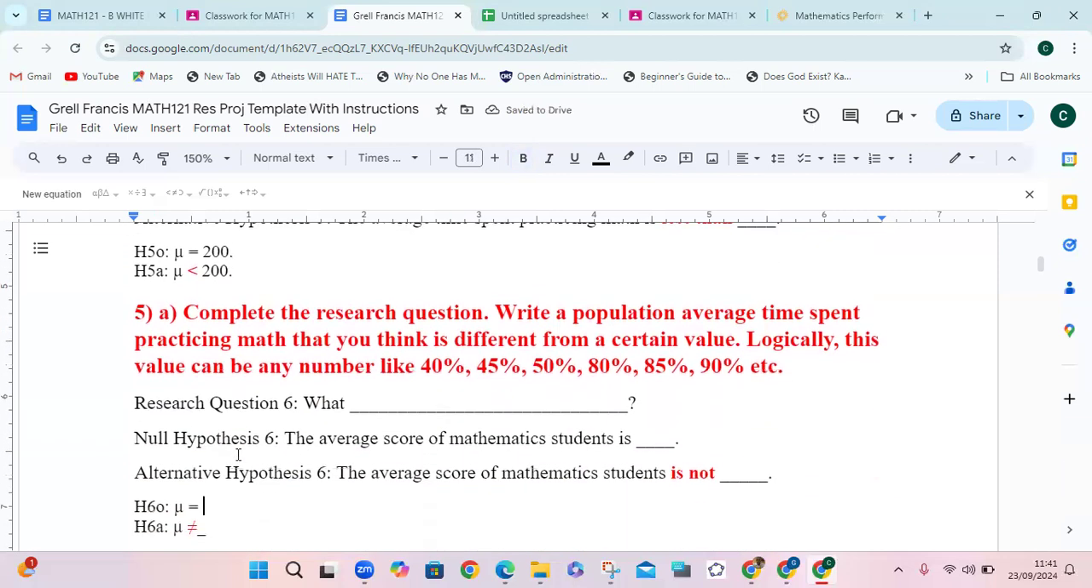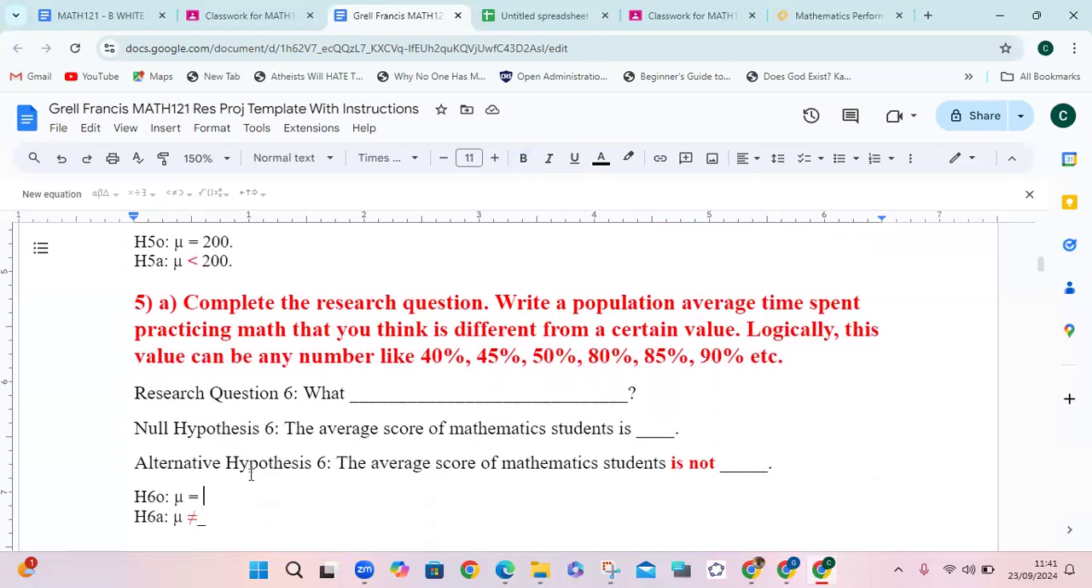And the third, what is the average score? So the alternative is saying it is not equal. So for this one, you can think of any number. It could be a big number, it could be a small number, because the alternative is saying it is not equal to. So there is no direction for the not equal sign. You can choose a small number, you can choose a big number, you can choose any number. The alternative is saying is not equal to that number. So it doesn't matter if you choose a big number or a small number for the average score.